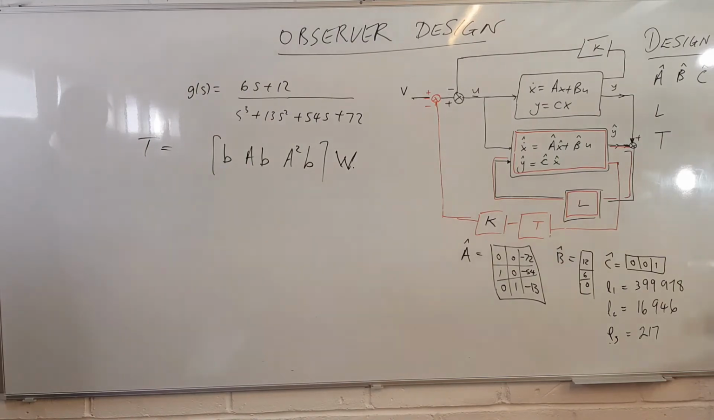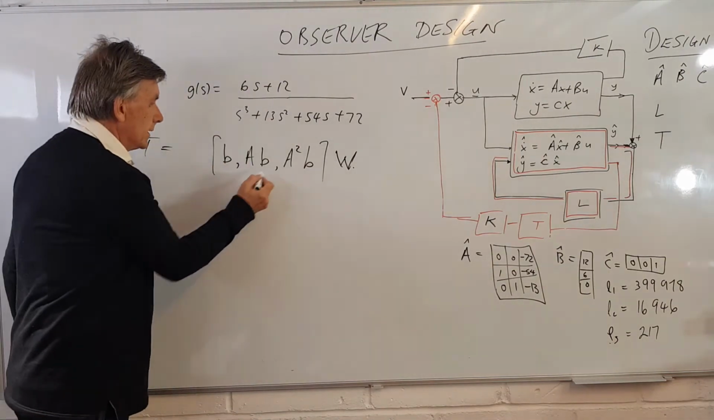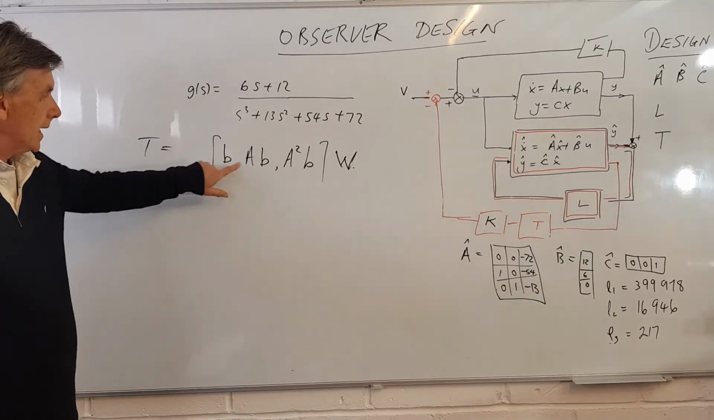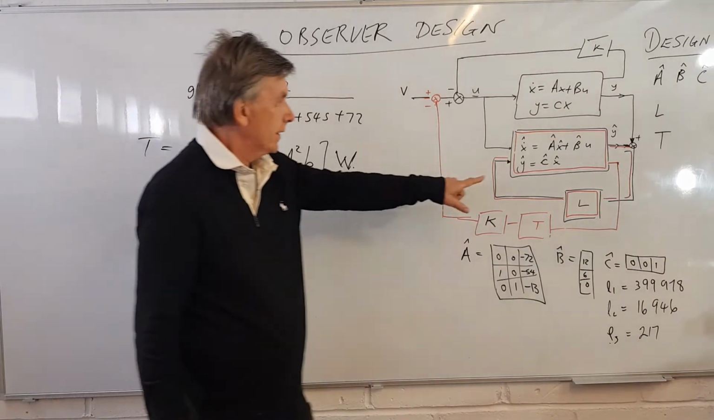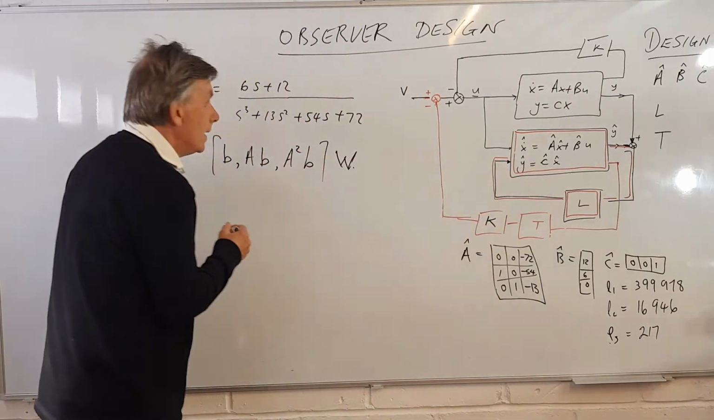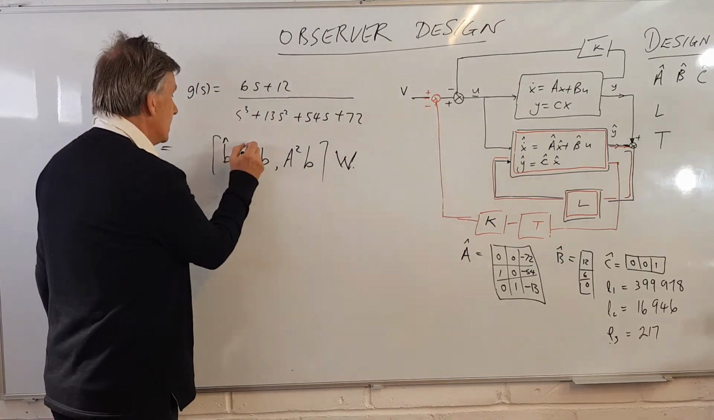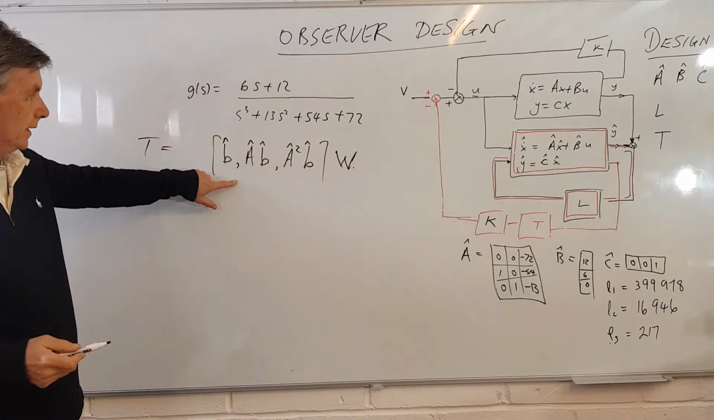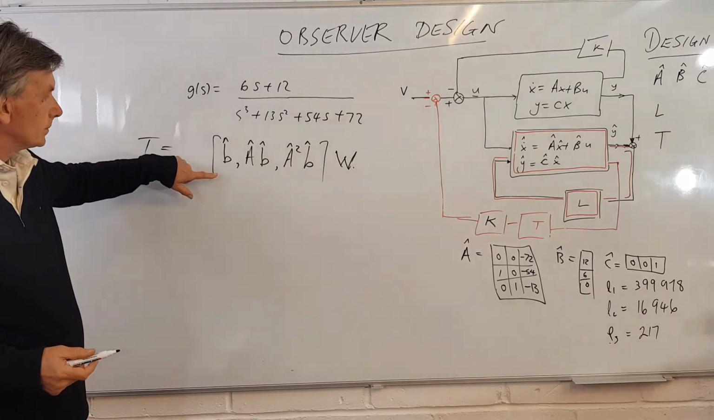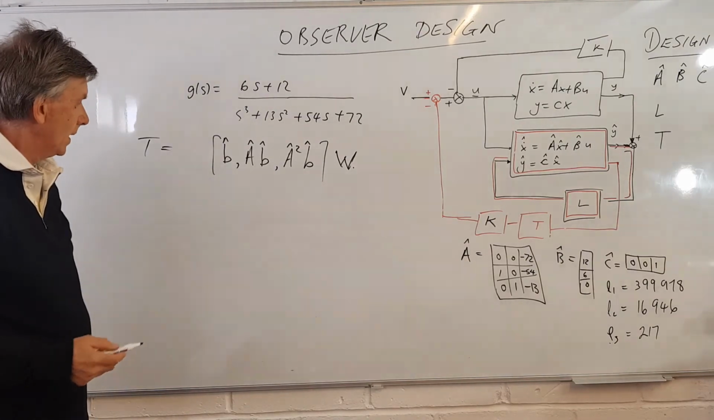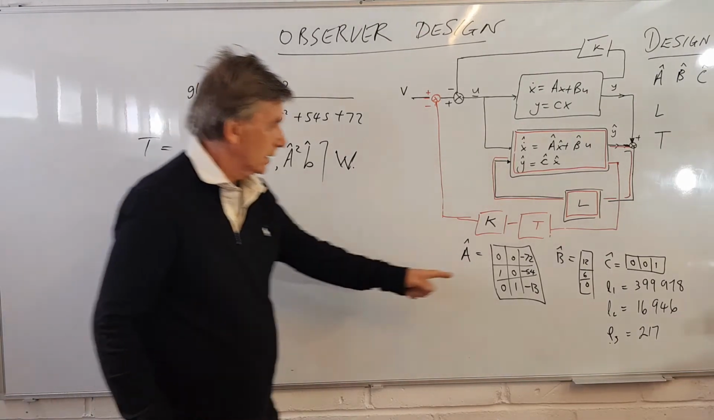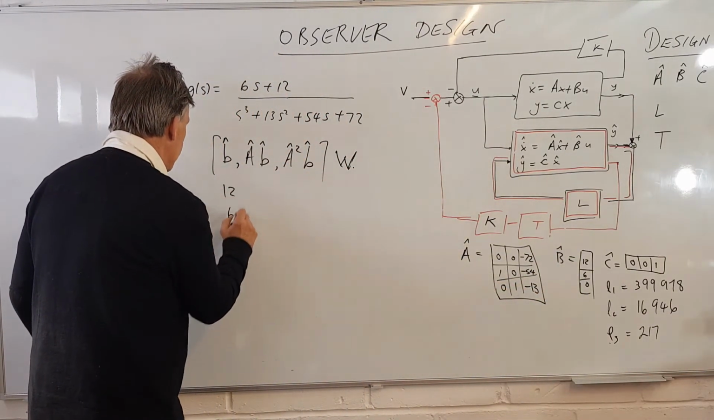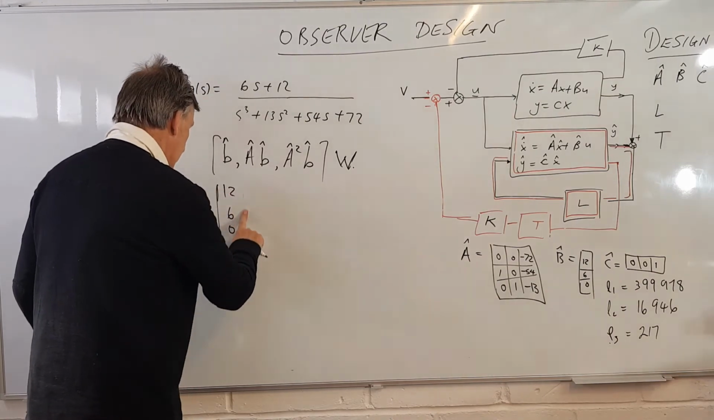So this is the equation now for T for this particular case, because it's a third order system between B, AB, A squared B. But this A and B are in fact these here. So in fact, this is going to be B hat, A hat, because we're having to use the observed values. So we'll now compute this. So B hat is going to be 1260. That's the first column.